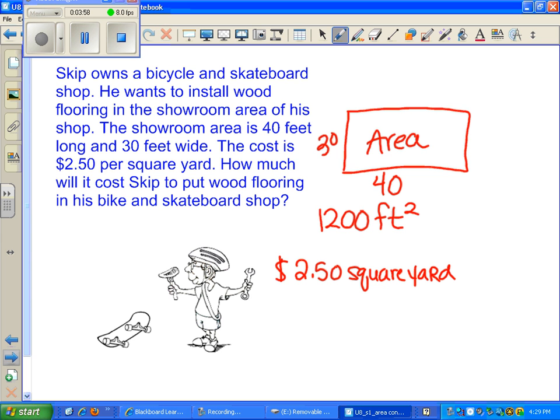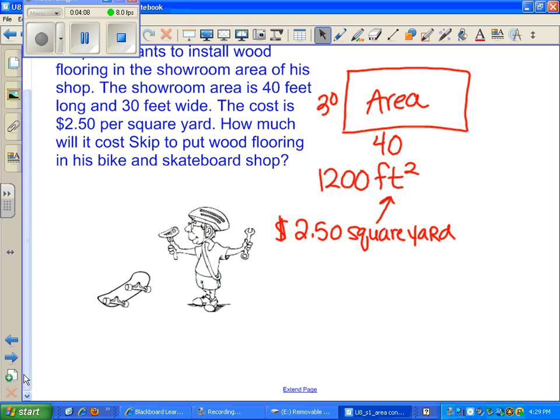Now the price is $2.50 per square yard. Right now, my units do not match. So I'm going to convert my square feet into square yards. So let's think about that unit. I know that 1 yard is the same as 3 feet. But I don't want just feet, I want feet squared. So I'm going to square this fraction.